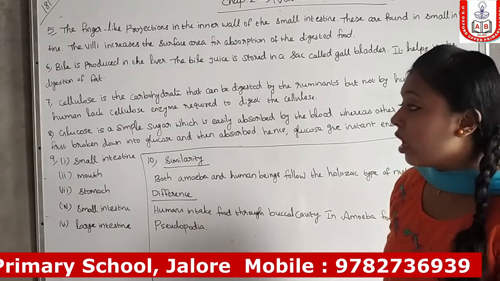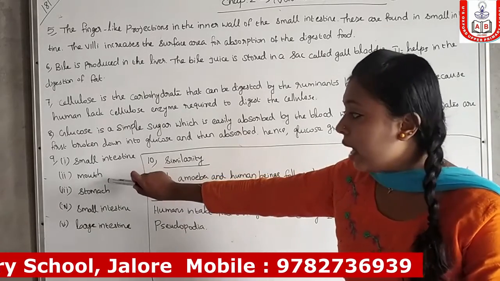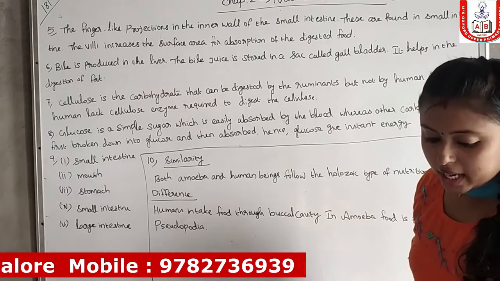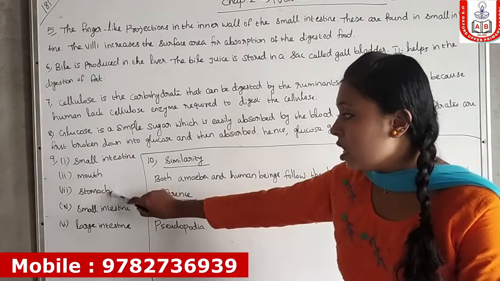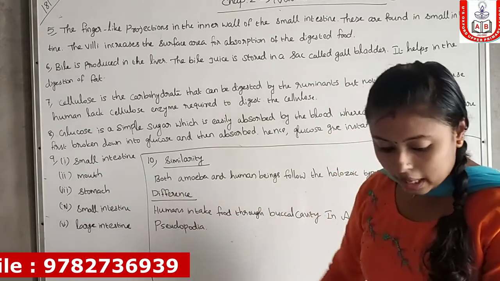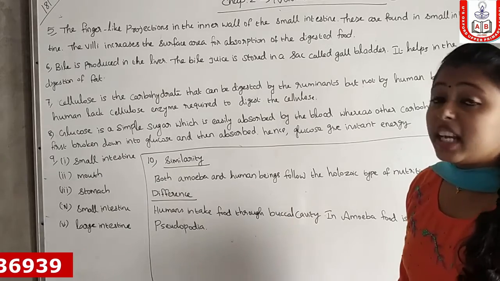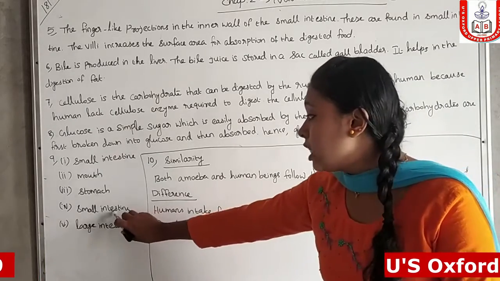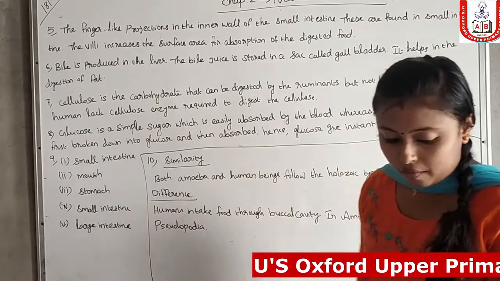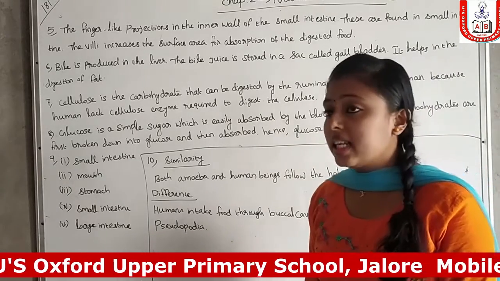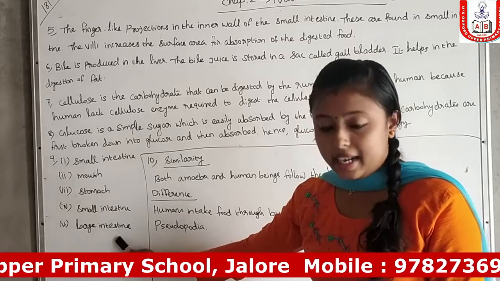Next one, chewing of food. Mouth. Chewing of food is done in the mouth. Next, killing of bacteria. That is in the stomach. Fourth one, complete digestion of food. Complete digestion of food is done in the small intestine. Fifth one, formation of faeces. Formation of faeces is done in the large intestine.